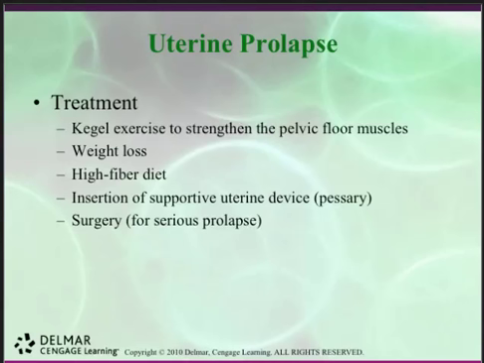A high-fiber diet is prescribed to reduce the amount of straining in the bowels, which can have a negative impact on the position of the uterus. Weight loss can improve a uterine prolapse because it reduces the pressure on the uterus proper. A pessary is a device that's inserted into the vagina in order to support the uterus. The prognosis is generally very good, even if surgery is called for.